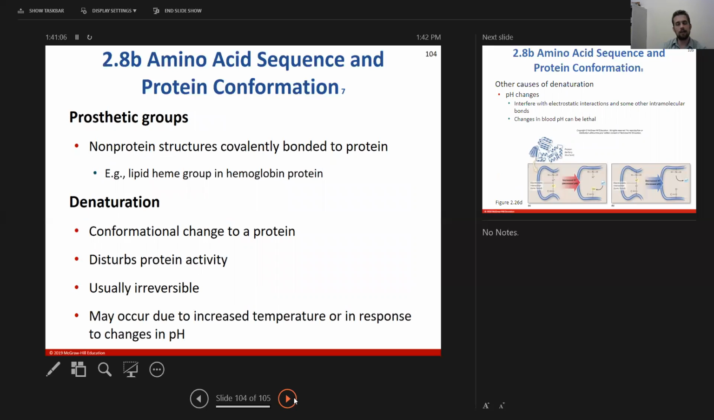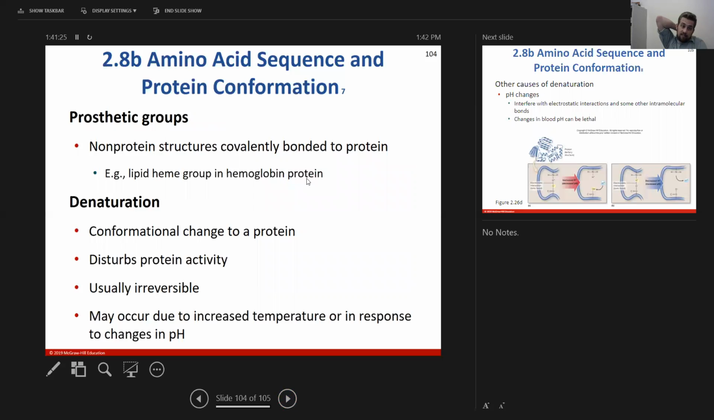And then we get to some of these other things. Prosthetic groups are non-protein structures covalently bonded to proteins. Like a glycoprotein, you're going to have the protein and you're going to have the carbohydrate that's stuck to it, or the heme group, the lipid heme group and the hemoglobin protein.